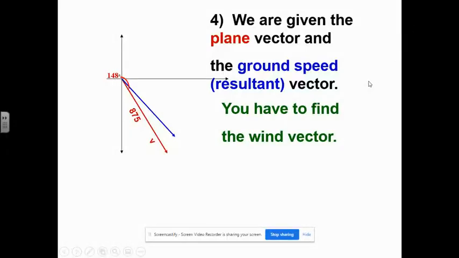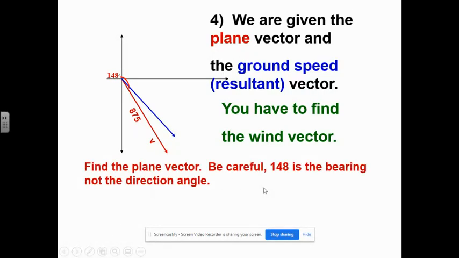So we're given the plane vector, which is that red vector. It has the speed of 875, that's kilometers per hour, so that's why it's a little higher. It gave us a bearing of 148. Remember again, that's starting north and rotating clockwise. Then we can adjust that back to what if we started here on the positive x-axis, and you could either use a negative angle rotating clockwise, or a positive angle rotating counterclockwise. And then the blue vector is the resultant vector.